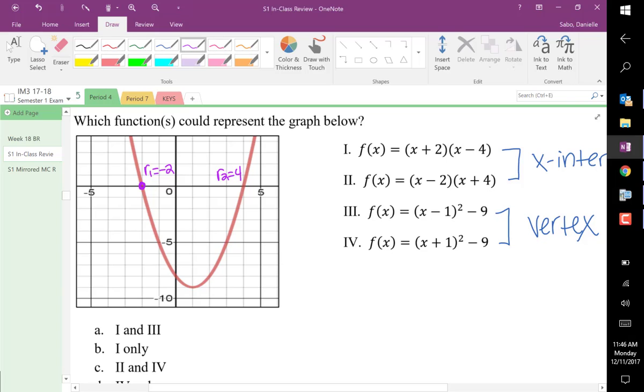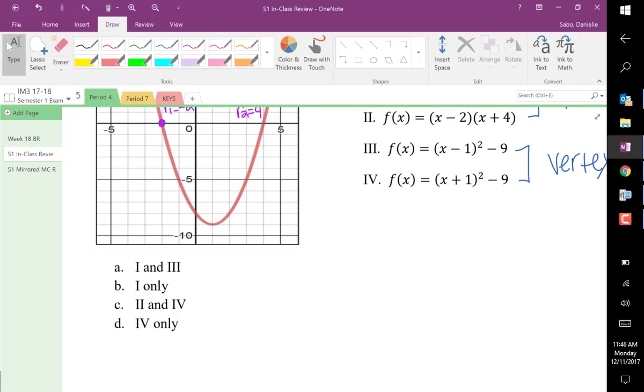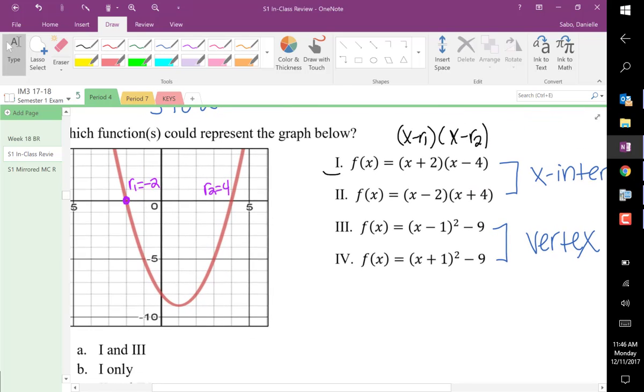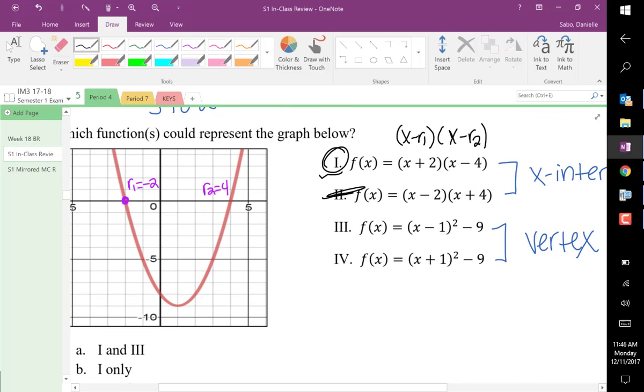Now, one of the biggest mistakes, and I say it all the time, I think I said it earlier too. Remember, it's x minus r1, x minus r2. So which one is it? I, very good. It's always the opposite. Look, if I take -2 and I plug it in, it gets me +2. If I take 4 and I plug it in, it's -4. So I is my answer for that part. I know this one's gone. It doesn't work out. Now let's look at the next one.